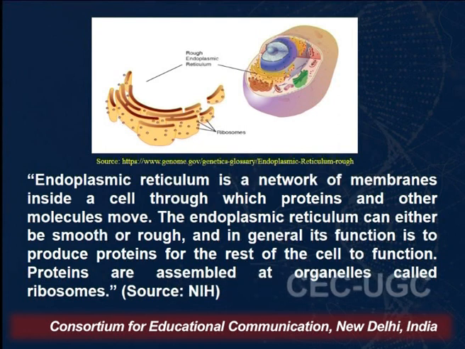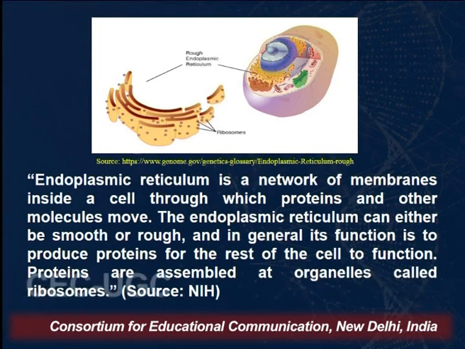Now within this cell there is another important organelle which is present, called the endoplasmic reticulum. The endoplasmic reticulum is basically a network of membranes present within the cells, which is mainly involved in the assembly and the sorting of proteins. The endoplasmic reticulum has been classified into two major forms.